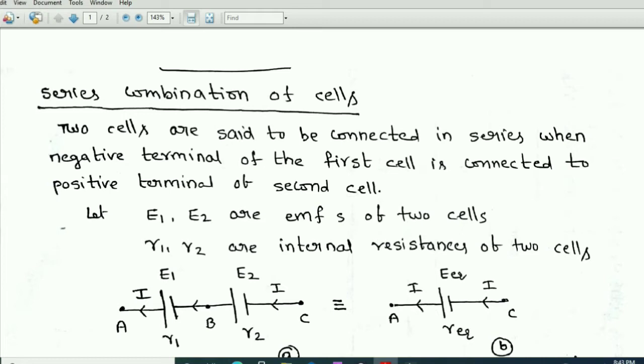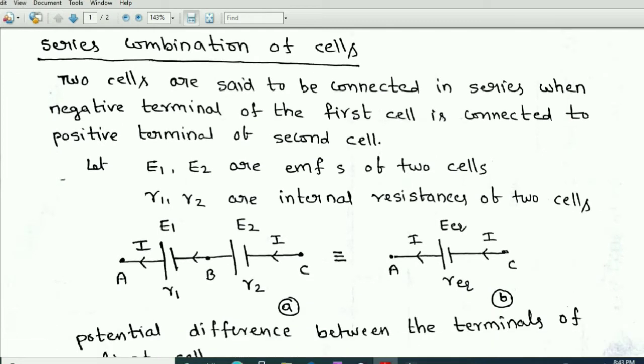The cells are said to be connected in series when the negative terminal of the first cell is connected to the positive terminal of the second cell, and so on. If we continue like that, that is called series combination of the cells. Generally it is said to be end-to-end connection. Series combination means end-to-end connection. Here for cells particularly, they have terminals, so that's why the negative terminal of the first cell connected to the positive terminal of the second cell, then these two cells are said to be connected in series.